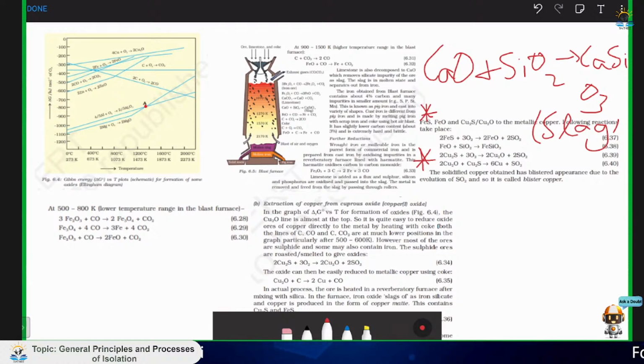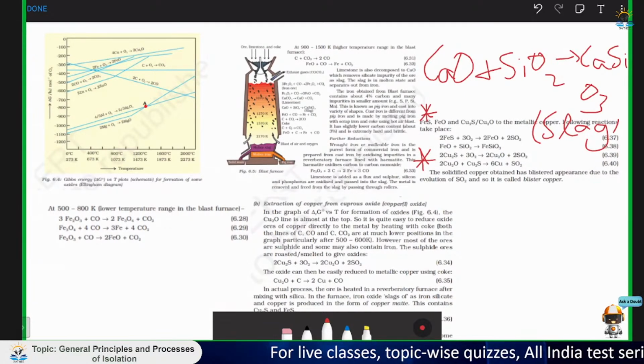So CaO plus SO2 is gonna give something like CaSO3. For the non-metal impurities like that, your limestone CaCO3 is gonna act in the formation of slag. For slag to form, you're gonna add the flux. When you add flux, slag forms. Your flux is the CaCO3 in this case.